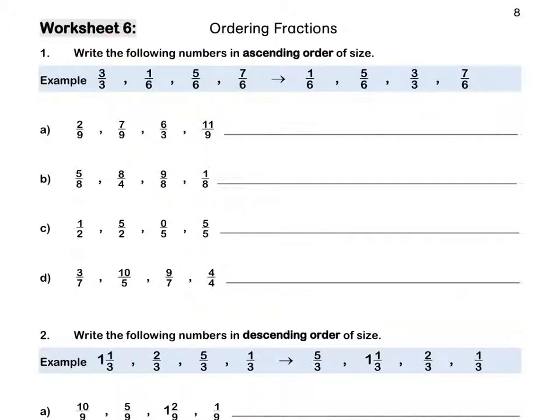Worksheet 6. Write the following numbers in ascending order of size. We have 3/3, which is 1 whole, 1/6, 5/6, and 7/6. 7/6 is 1 1/6. Therefore, in ascending order of size, from smallest to biggest, we have 1/6, then 5/6, then 1 whole or 3/3, and finally 7/6 or 1 1/6. Pause this video to complete question 1 by yourself.